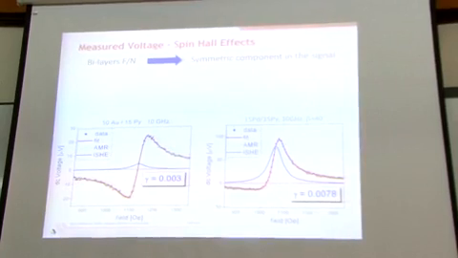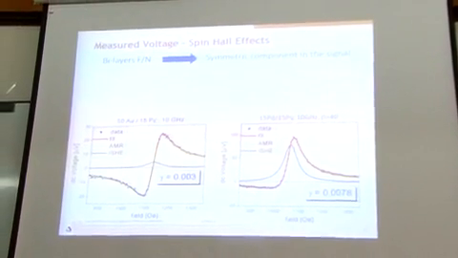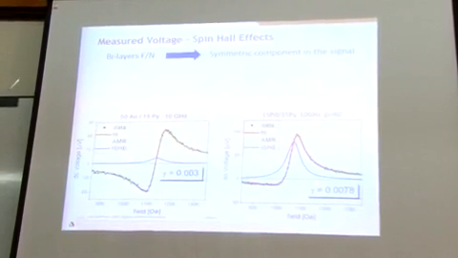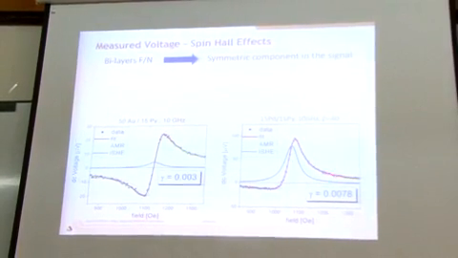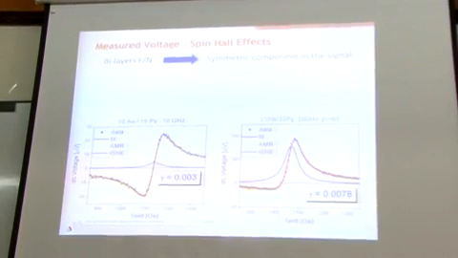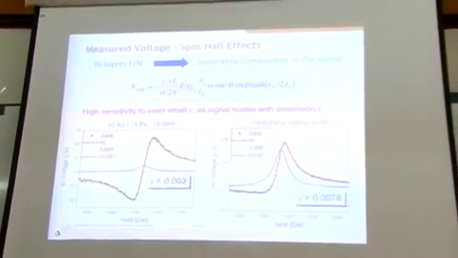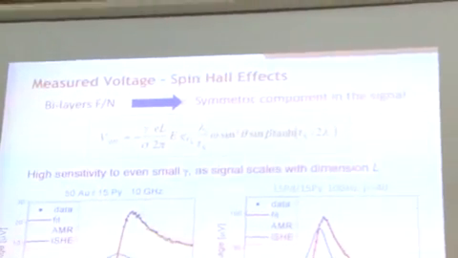One is due to the magnetoresistance, and the other one is due to spin Hall effects. And so the blue one is the spin Hall effect contribution, the green one the magnetoresistance. And if you add the two together, you get the red curve, which is the fit to the data. So the spin Hall voltage we can express by this equation. Again, don't worry about the details.